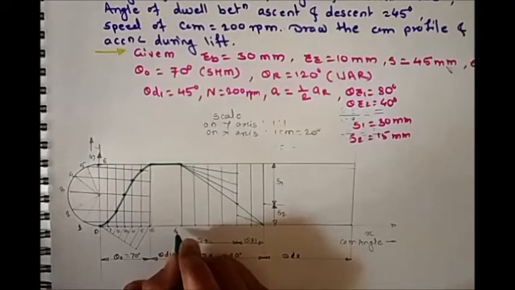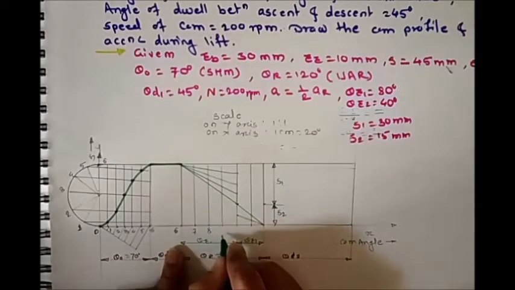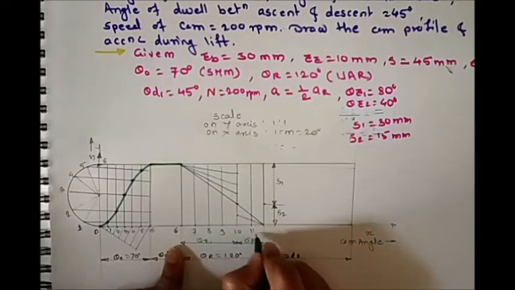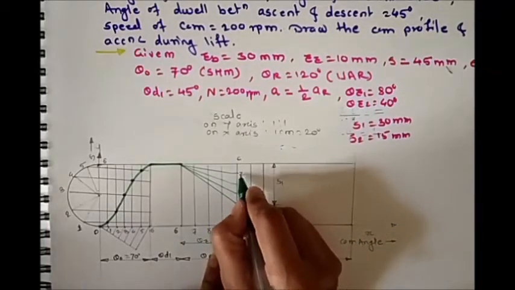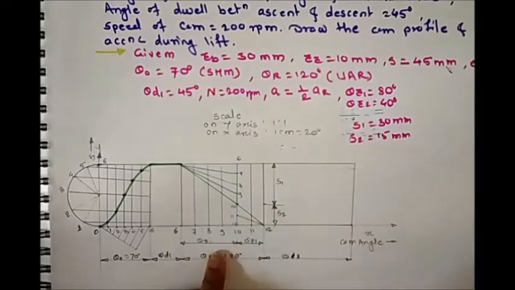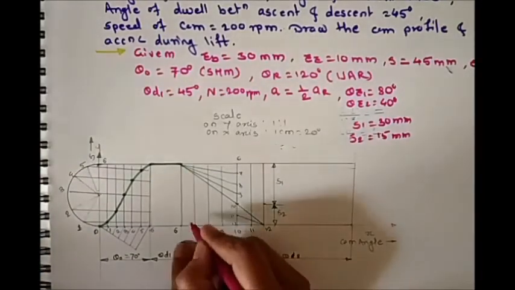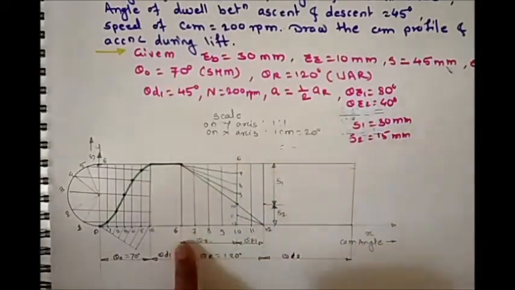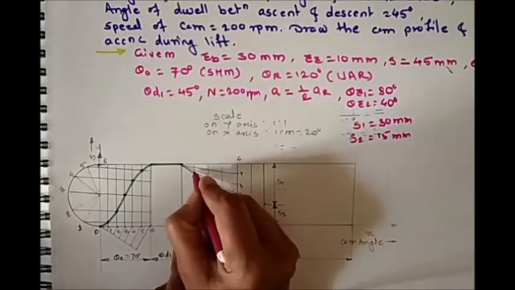and similarly give the number 6 right here. So 7, 8, 9, 10, 11 and 12. Again start 6 from this point, 7, 8, 9, 10, 11 and this is the 12. Now mark point 6 is right here because this is the 6th vertical line.